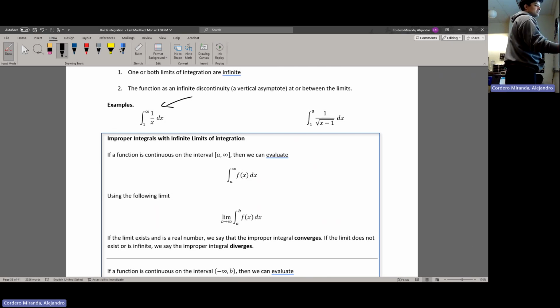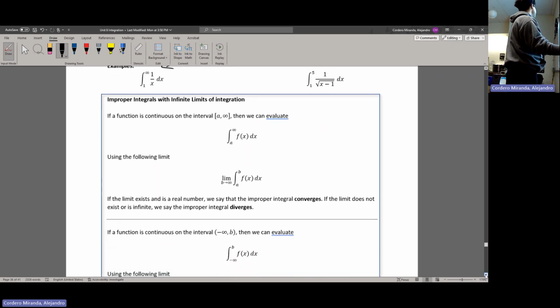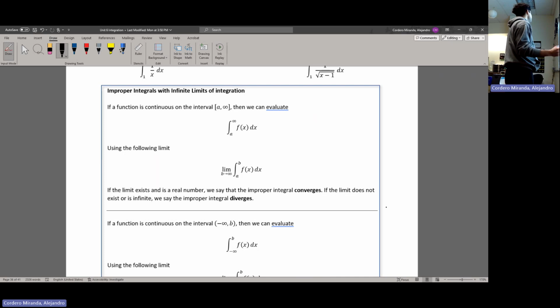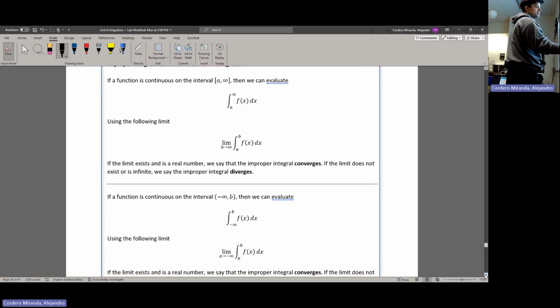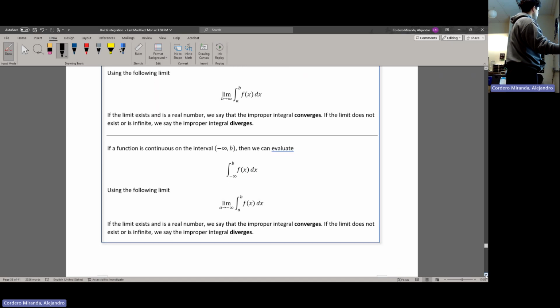Okay, so here's what I mean. Let me make sure I don't want to say anything about that. Function is continuous. Yeah, okay. Let's just do an example.